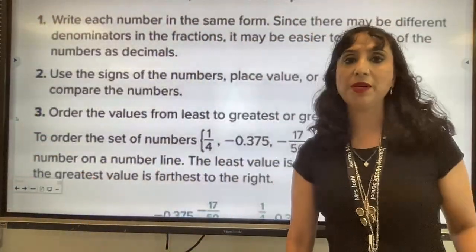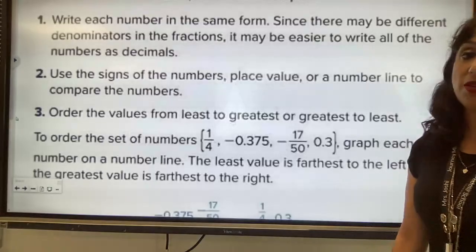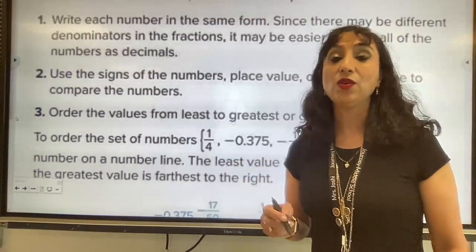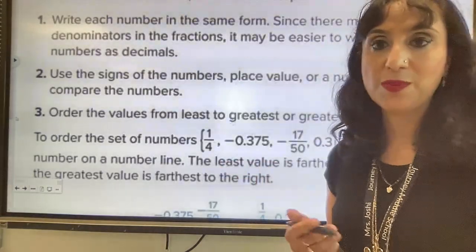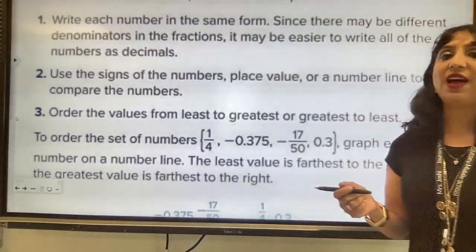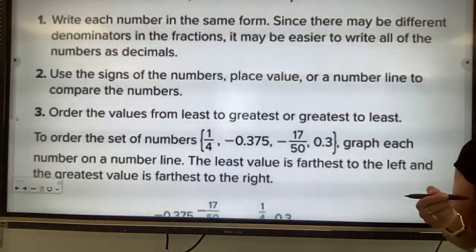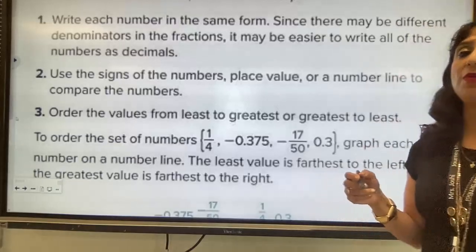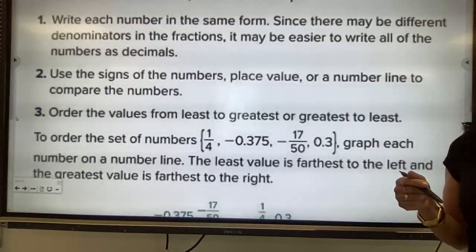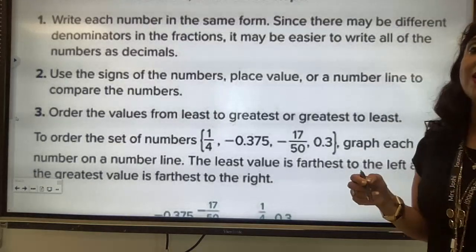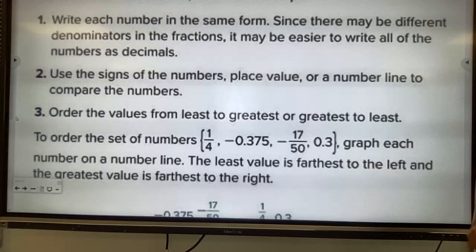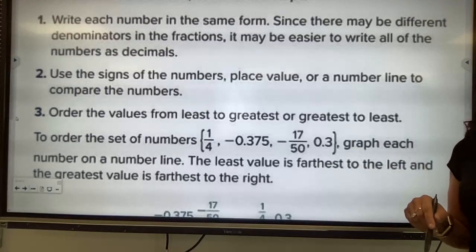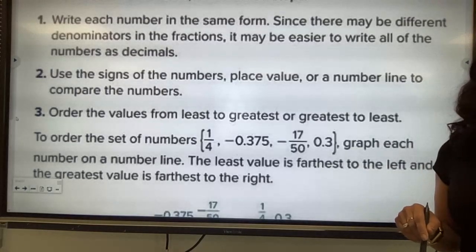So to order rational numbers in the same form, since there may be different denominators, it's easy to write all the numbers as decimals. Okay, use the signs of the numbers. That is important. Whether it's positive, is it negative, the place value, or a number line to compare the numbers. So many ways to compare. All right, and then you order the values from least to greatest or greatest to least based on what the question asks. And let's look at this set of numbers over here. I have 1/4, I have negative 0.375, I have negative 17/50, and I have 3/10.